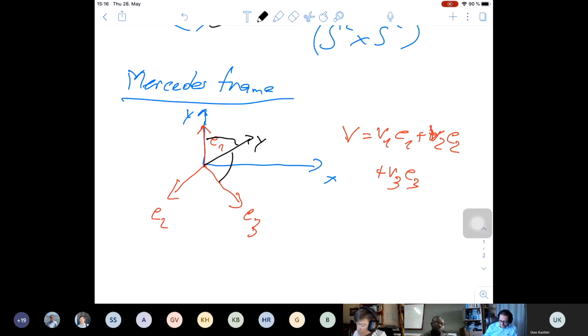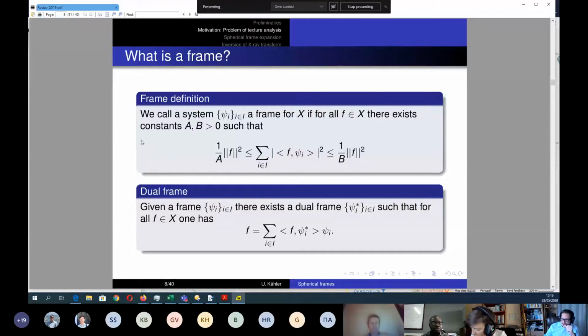Now, let me switch back. And how can we work with these frames? Well, there's one important result in frame theory, that is the existence of a dual frame. So always when you have a system, a frame, there always exists a dual frame so that you can expand F in this form.